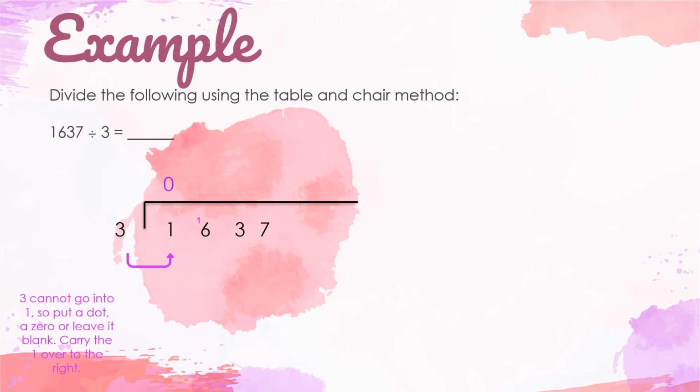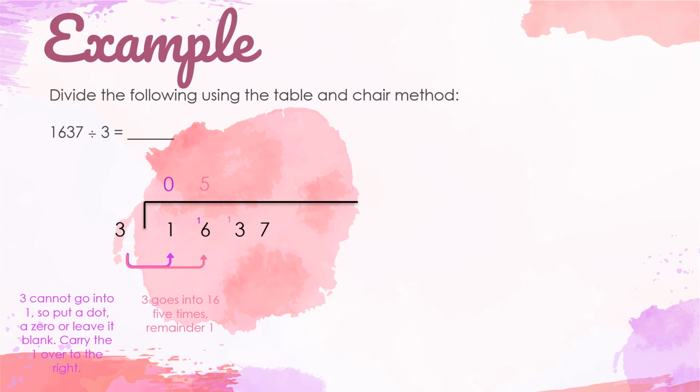That number is now going to become 16. So scooch in your chair for your second course. Count your 3 times tables until you get to 16. 3, 6, 9, 12, 15, 18 is too big. So 3 goes into 16 5 times, remainder 1.